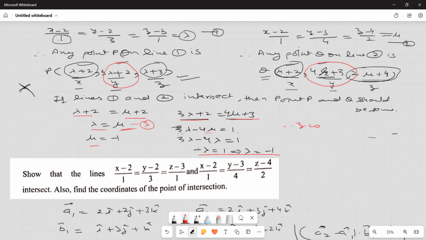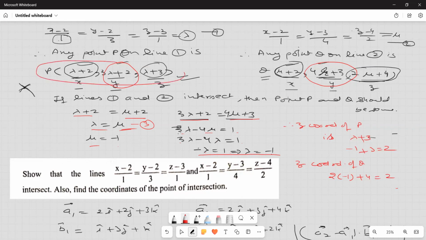Therefore, z coordinate of P is lambda plus 3, which is minus 1 plus 3, 2. z coordinate of Q is 2 mu plus 4, so it is also 2. So if their z coordinates are same, means the lines are intersecting, and for the point of intersection, either put lambda value in P or mu value in Q. You will get the same point only, that will be the point of intersection.